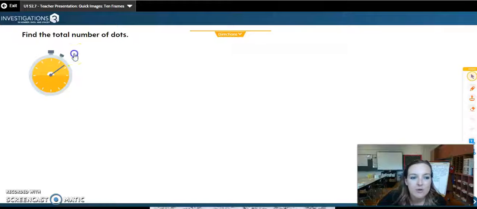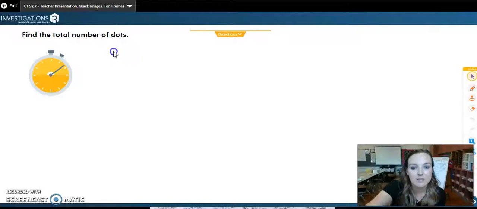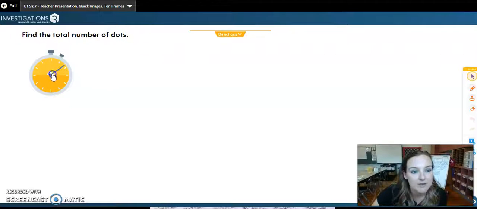When I click this little clock, it's going to show me a 10 frame. And hopefully you remember what that looks like from first grade. So your job is to find the total number of dots. It's only going to show for a second, so you really got to focus so you don't miss it. All right, here we go. Count how many dots there are.